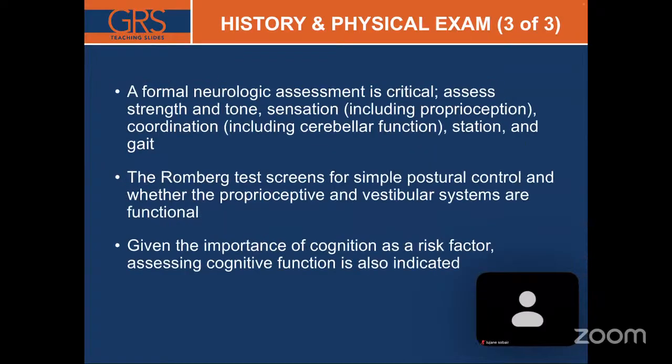History and exam should also include a formal neurologic assessment. It's very critical to assess strength and tone, sensation, including proprioception, positioning, coordination, including cerebellar functions, the station, and the gait. It's very essential to do the Romberg test to screen for simple postural control and whether the proprioceptive and vestibular systems are functional. As we said, we can do the Dix-Hallpike maneuver. Given the importance of cognition also as a risk factor, assessing cognitive function is also indicated. As we said also, Alzheimer's and dementias can also lead to gait impairment.